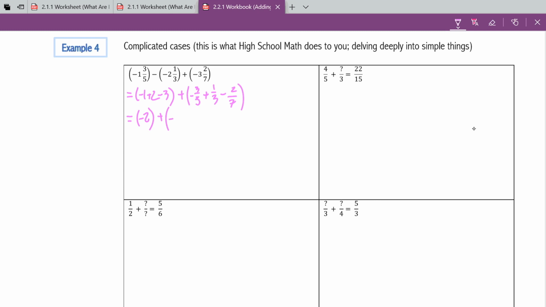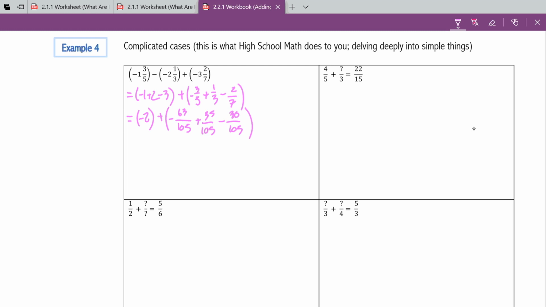3 over 5 is the same as 3 times 21. So there's going to be the 63 over 105. Remember, I got the 105 by going 5 times 3 times 7, right? And since the 5's already in there, I got to multiply the numerator by 3 times 7, or 21. So 21 times 3 is 63, plus 1 over 3, we need to convert to a fraction out of 105, so we're going to multiply by 35. So plus 35 over 105. And subtract from that, well, we're going to bump up the 2 over 7 to make 30 over 105, like that.